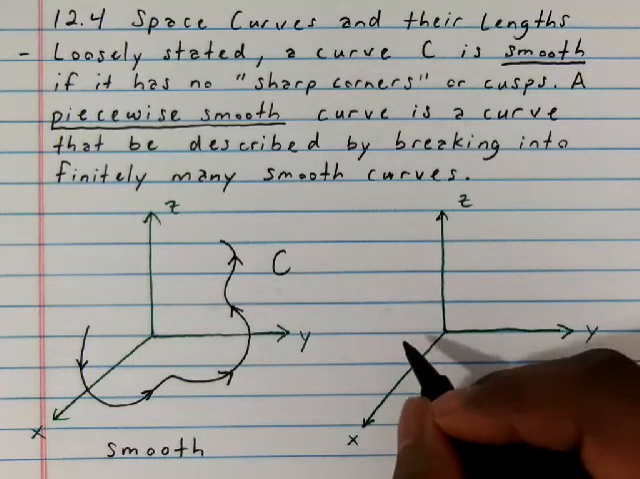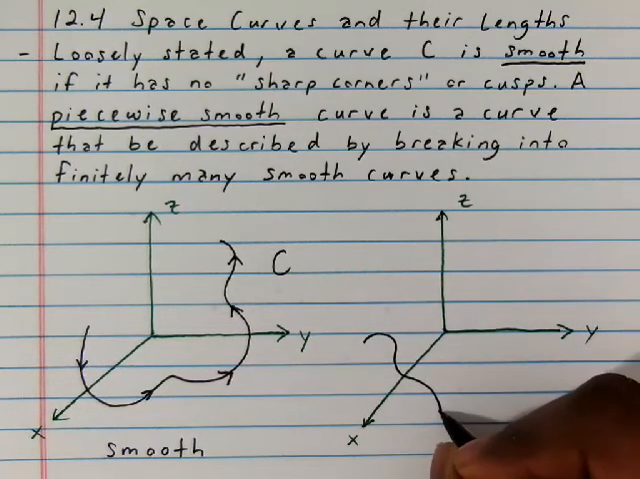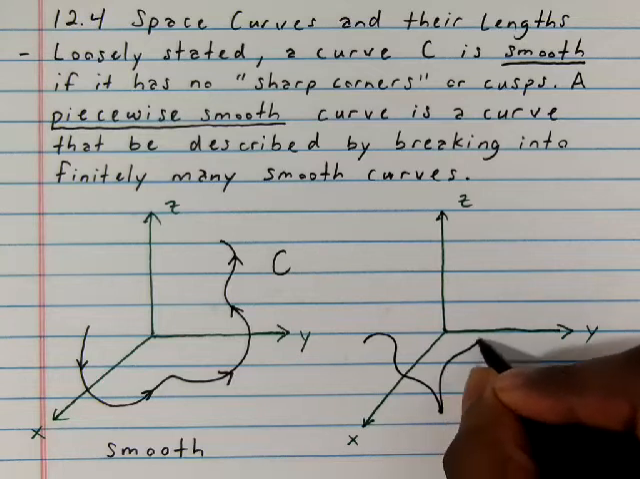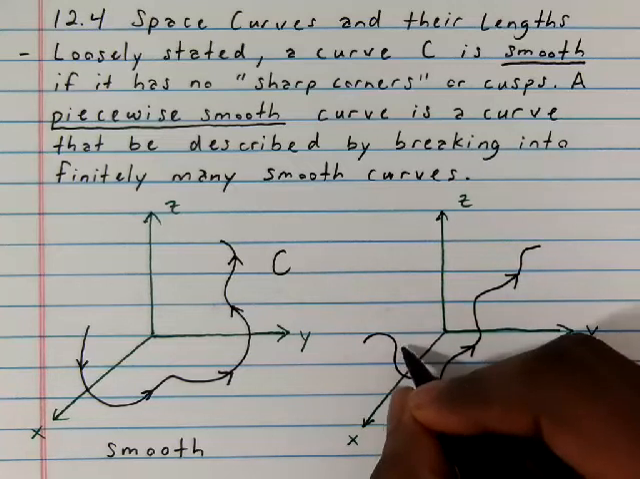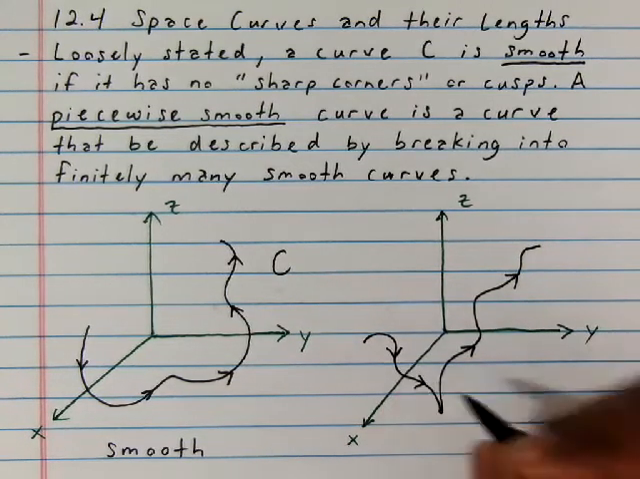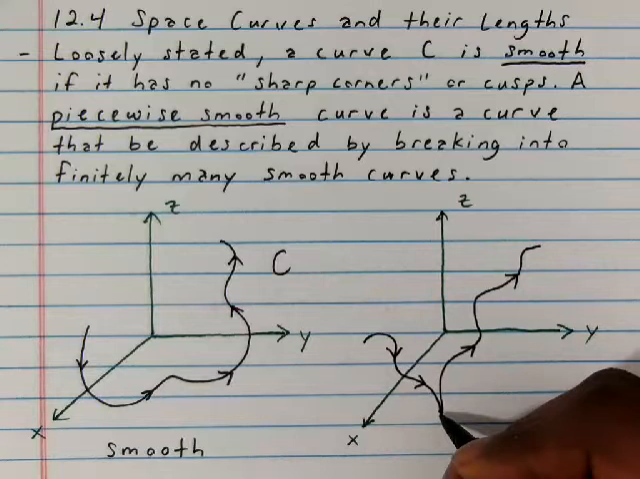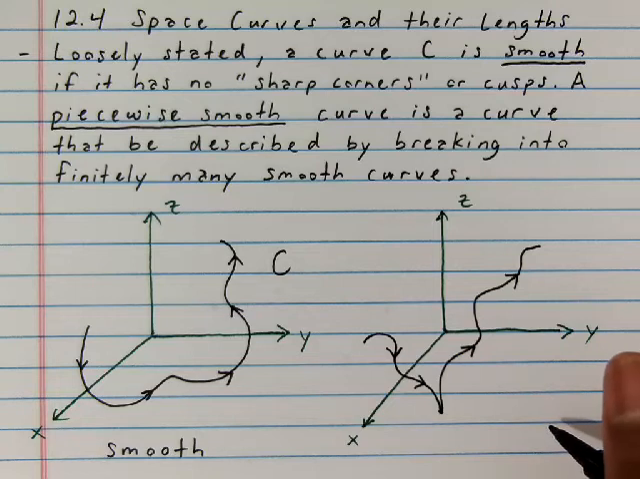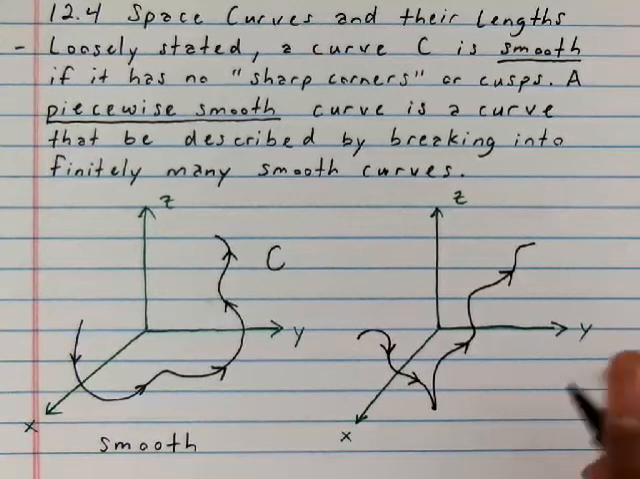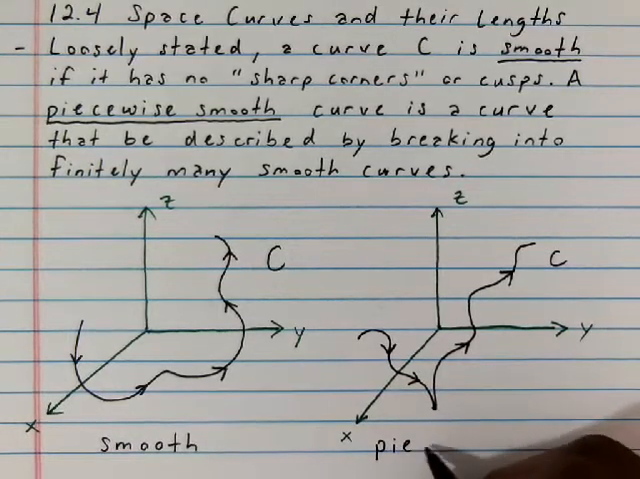And say I have some other curve. So this curve is piecewise smooth, just because I have this one smooth curve and then I have another smooth curve, and they just join at that point right there. But each part of the curve is smooth, which makes the entire curve piecewise smooth.